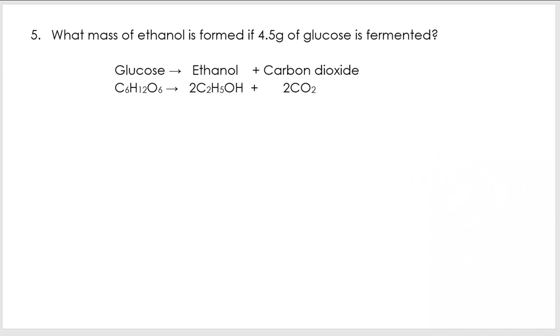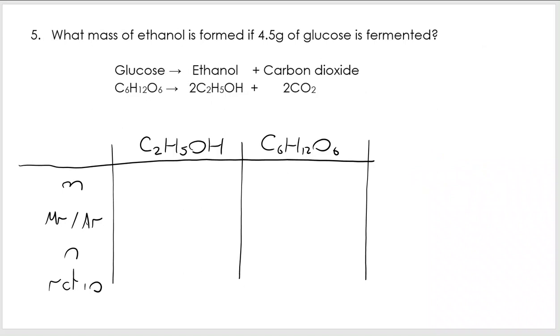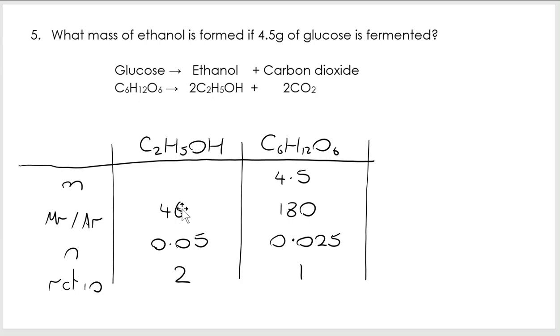Next example. And we're interested in the glucose and the ethanol, so I put those in. I'm told that I've got 4.5 grams of ethanol. I find the relative molecular masses, they're 46 and 180. Because I've got an M and an MR, I can work out my number of moles, which is 0.025. My mole ratio here is 1 mole of glucose to 2 moles of carbon dioxide. So 0.025 to 0.05. I can now multiply my 46 and 0.05 together, and it gives me a mass of 2.3 grams.